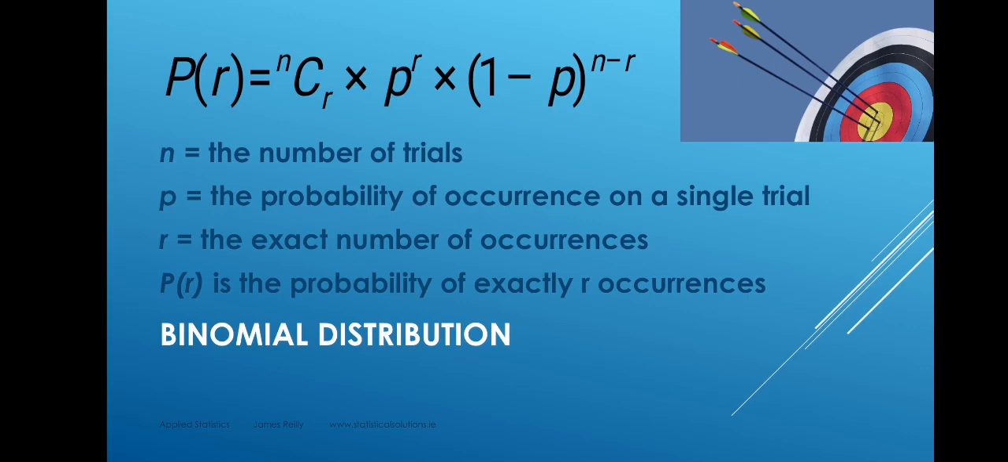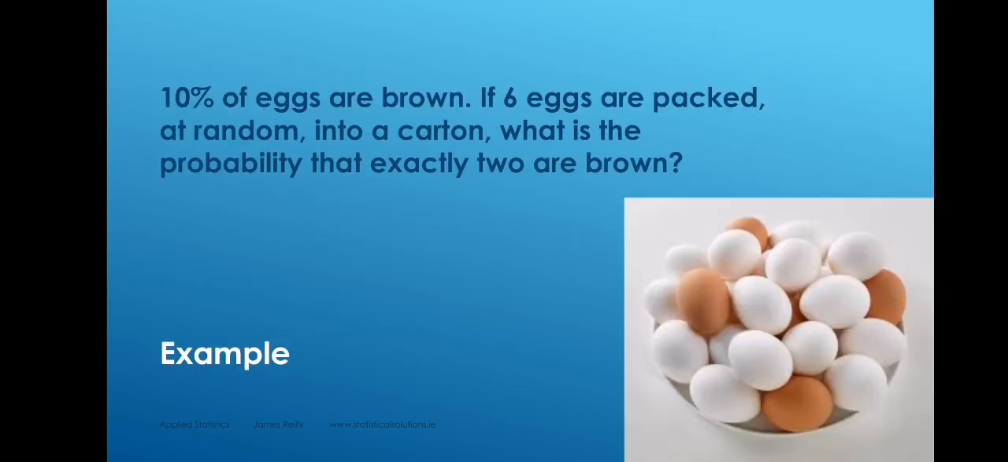And the formula, you may notice, is quite reasonable because R occurrences, if you like, are chosen out of n, and there is occurrence and occurrence and occurrence R times, giving us p to the R, and then on the other occasions there is non-occurrence, n minus R times.